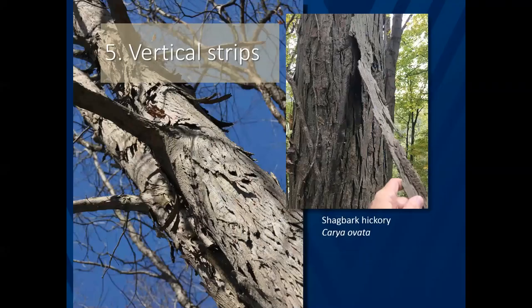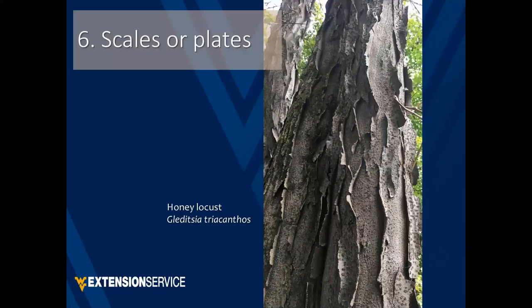Here's what we generally think of when we think about the shagbark hickory, these vertical strips of bark. That's the fifth category, stripped bark. Then finally, we have scales or plates. This is a honey locust. You can see these plates peeling up. In fact, bark can have multiple attributes. Remember the attribute called visible lenticels? You can see the lenticels on these plates, but they're non-functional, of course, because they're up on plates and not connected any longer with the bark. So you can see two attributes on this specimen.